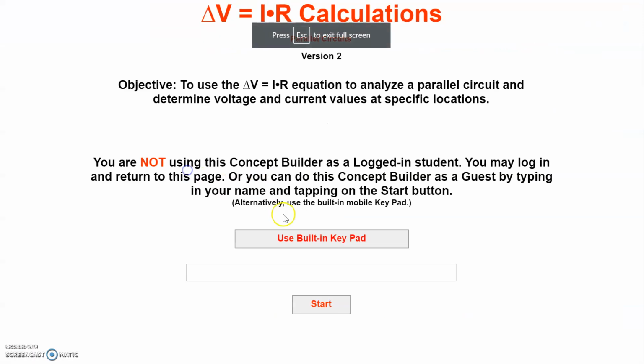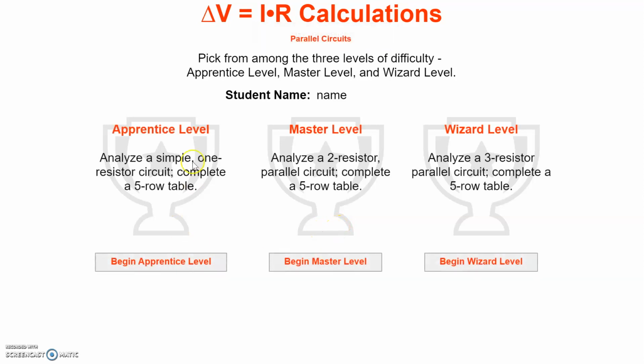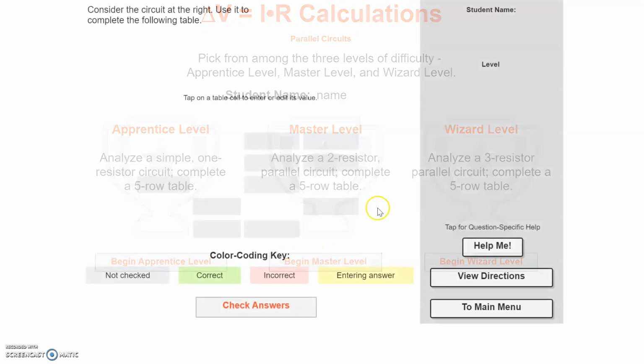All right, so here's the concept builder for parallel circuits. The apprentice level for parallel is just like the one for series, so I'm going to have you skip this and I'm going to show you how to do the master level.